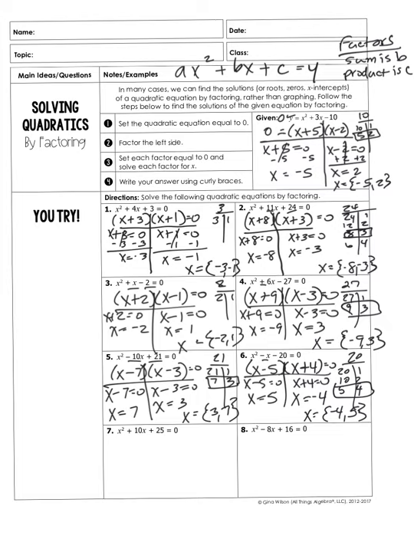Okay, number 7, we need factors of 25. And 5 and 5 are what works. So we have x plus 5, x plus 5. Set each one equal to 0.